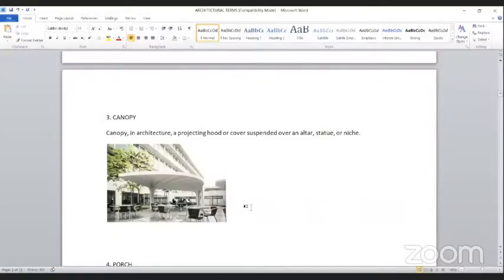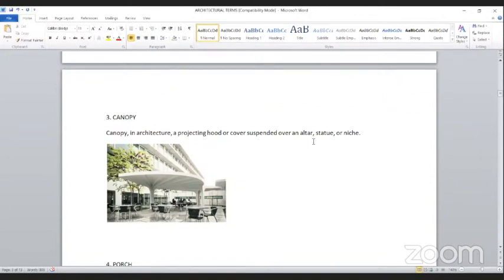Canopies, all the terms which are there, you can see. The modern interpretation of it may vary from the classical interpretation. Okay, we will see that. It's a projecting hood suspended over an altar. Altar means what? Altar, they say, is a pillar kind of structure. It's a kind of high table.